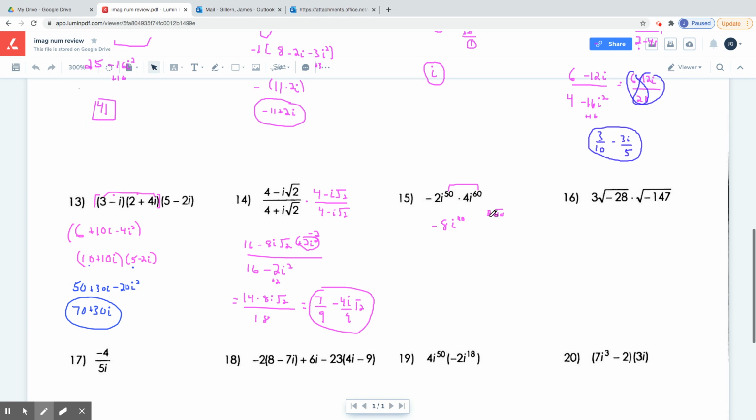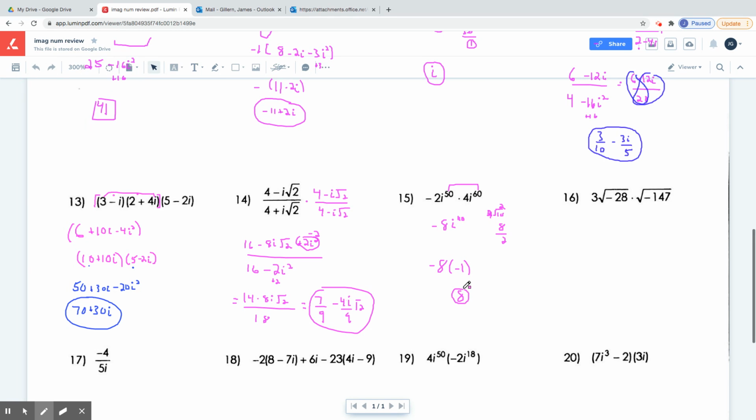4 goes into 10, I get a little dyslexic there. 4 goes into 10 two times with a remainder of 2. So since it's a remainder of 2, 8i to the 10th, i to the 10th is the same thing as i squared, which is negative 1. Negative 8 times negative 1 is a positive 8.